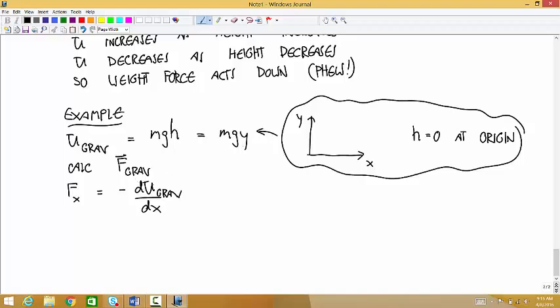Okay, so what's negative dU/dx if this is the gravitational potential energy? 0. The y component of the force is negative dU/dy, and what's that? Negative mg. And so just what it should be.